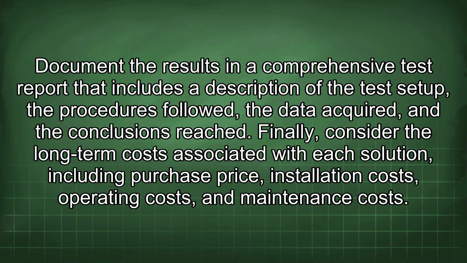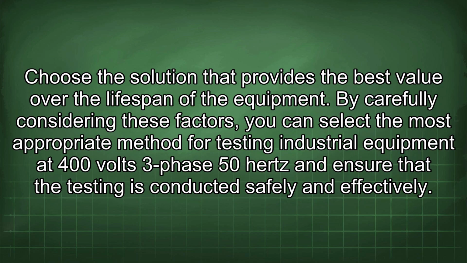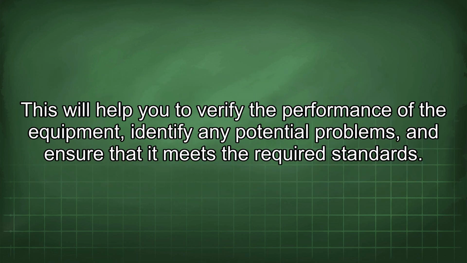Finally, consider the long-term costs associated with each solution, including purchase price, installation costs, operating costs, and maintenance costs. Choose the solution that provides the best value over the lifespan of the equipment. By carefully considering these factors, you can select the most appropriate method for testing industrial equipment at 400 volts 3-phase 50 Hz and ensure that the testing is conducted safely and effectively. This will help you to verify the performance of the equipment, identify any potential problems, and ensure that it meets the required standards.